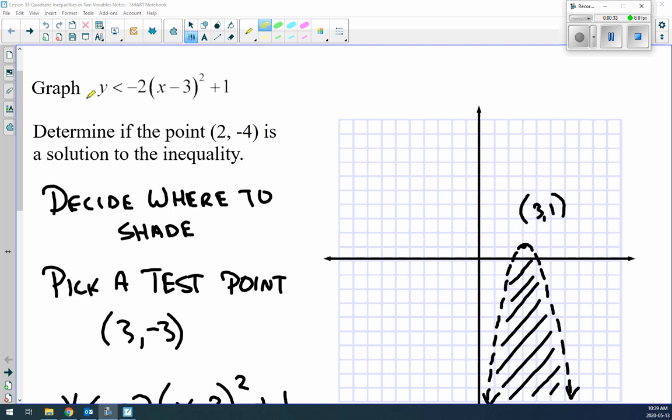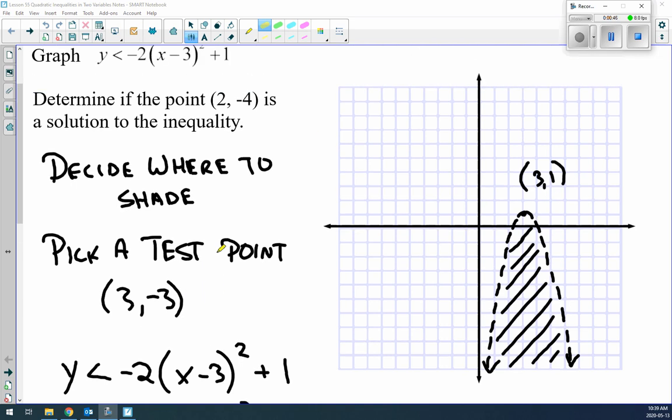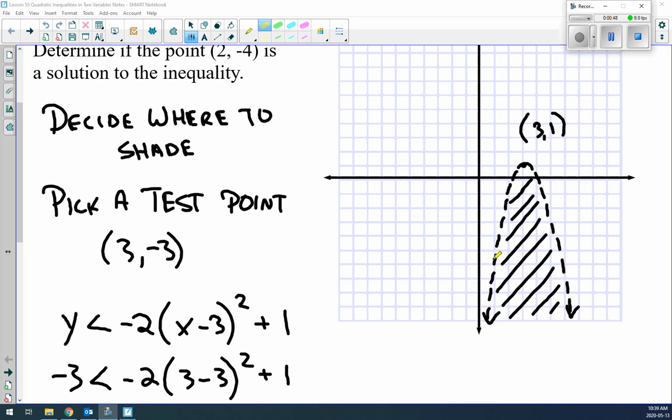A couple things. First off, you see that it's less than, so you know it's a dotted line. This is a quadratic. You can work through and find the x-intercepts, but this is just general shapes. You can see right there, there's our quadratic dotted line. Where do we shade? Well, again, you pick a test point. In this case, I picked (3, -3), somewhere in the middle, hopefully, of this.